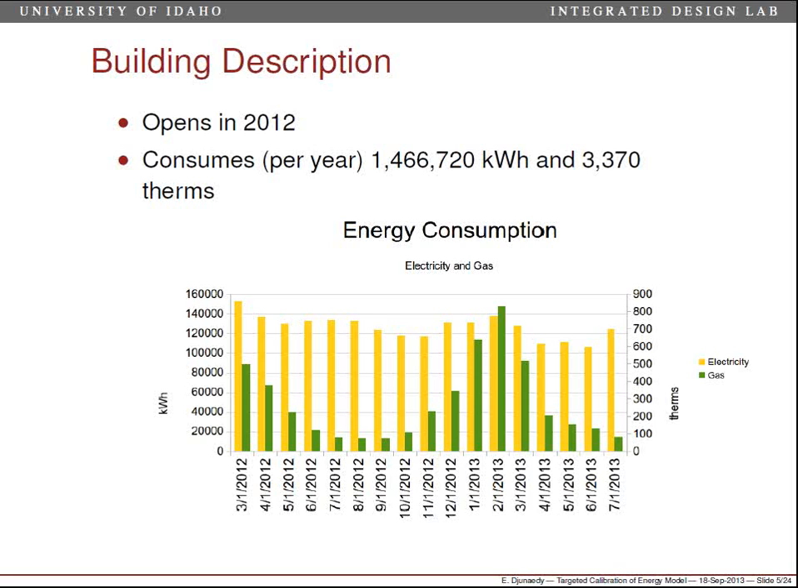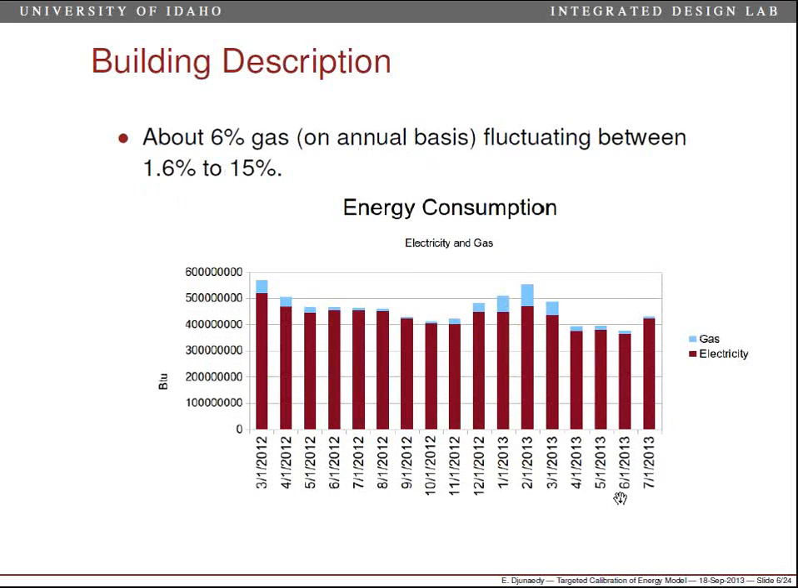We have the data since the beginning of 2012, and it consumes about 1.5 million kilowatt hours a year, and about 3,300 therms of gas. So this is the data from March 2012 until last July. On an annual basis, it's basically an electricity building with only about 6% gas all year round.